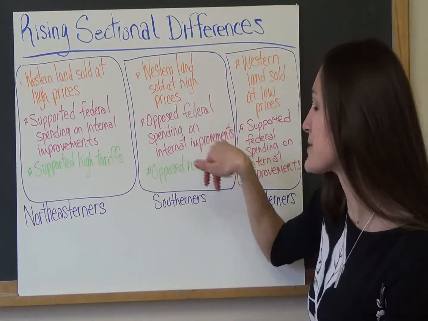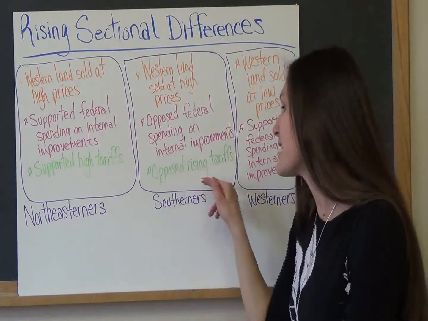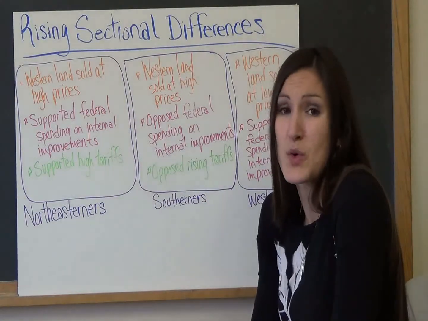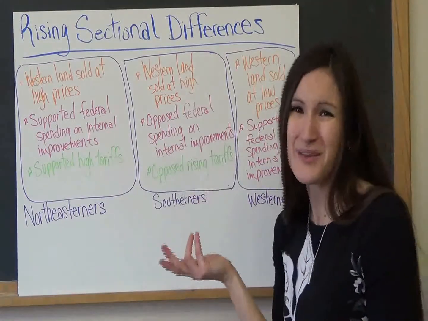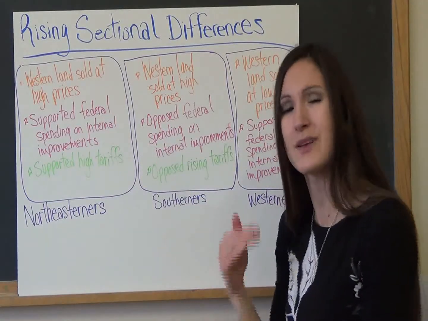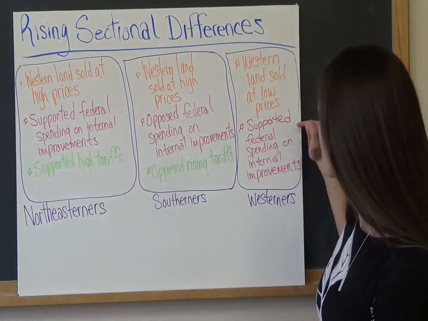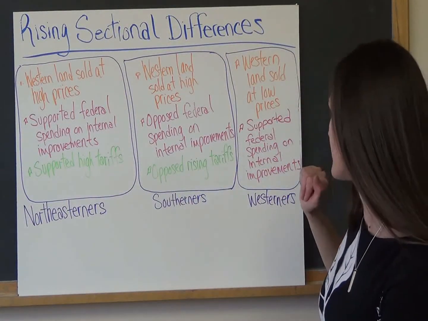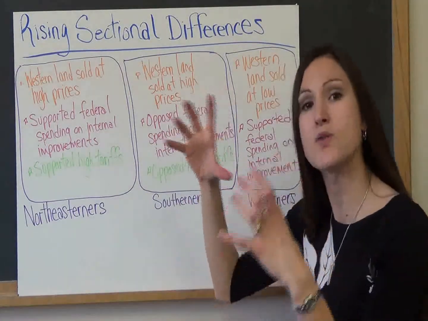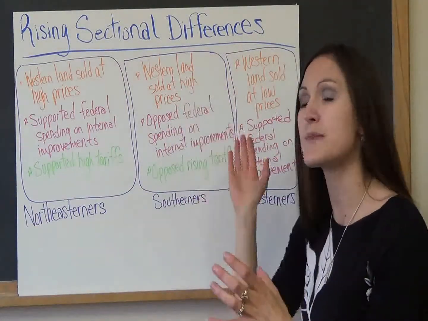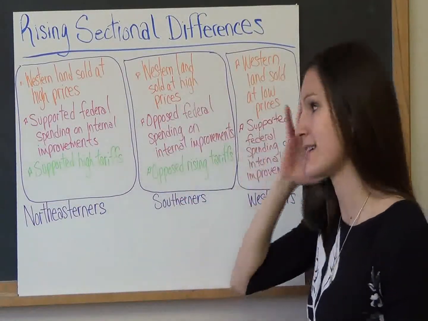Southerners opposed federal spending on internal improvements, and you'll see when we come to tariffs, it's because they were the ones who were paying for it through the tariffs, which we'll get to, but they weren't really benefiting from these internal improvements because it was more north that things were happening. And Westerners supported federal spending on internal improvements because, like I said, they were benefiting because most of the improvements were done linking the Northeast to the West.